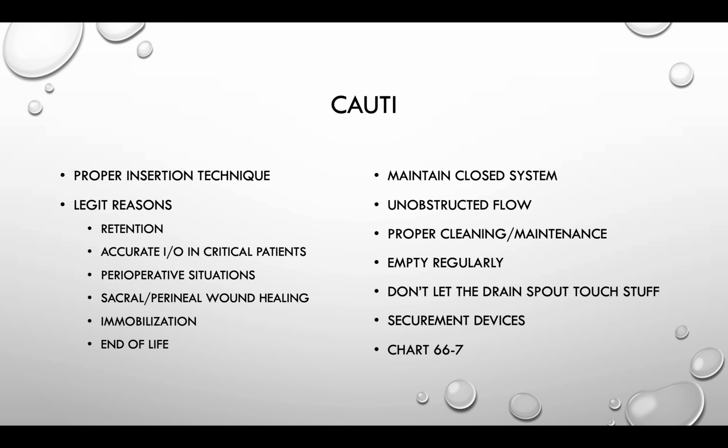And first and foremost, as I mentioned, would be proper insertion technique. You guys learned how to insert a catheter using sterile technique. So that is the first step of CAUTI prevention. The next thing to consider is whether or not this patient actually needs to have a catheter. Now, there is a specific list of legitimate reasons why a person should have a urinary catheter. You can see this list here.